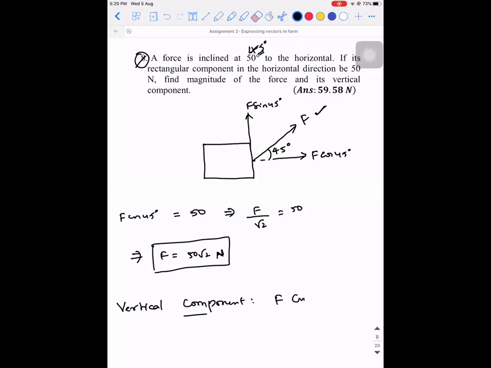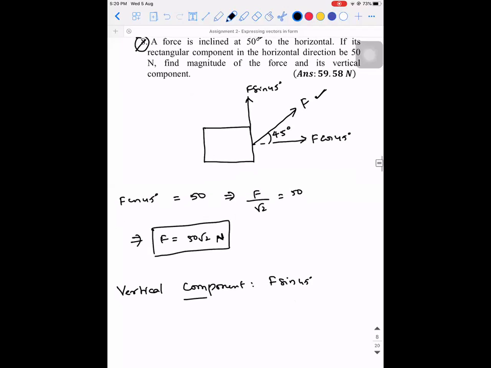The vertical component will be F sin 45 degrees. Right? What is the value of F sin 45? F is equal to 50 root 2 into what is the value of sin 45? That will be 1 by root 2. This and this will get cancelled. Answer will be 50 Newton. So here what is happening is the horizontal component is also 50 Newton. Vertical component is also 50 Newton. The magnitude of the force is 50 root 2 Newton.